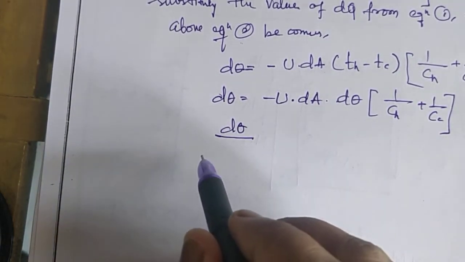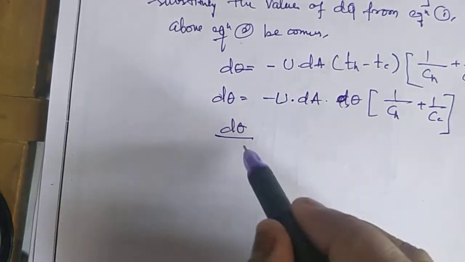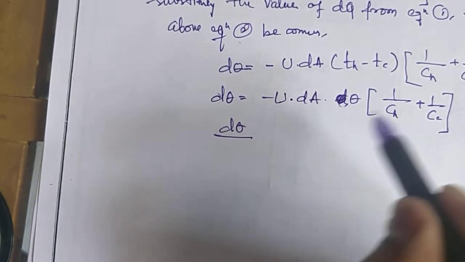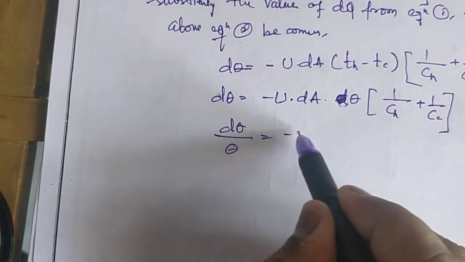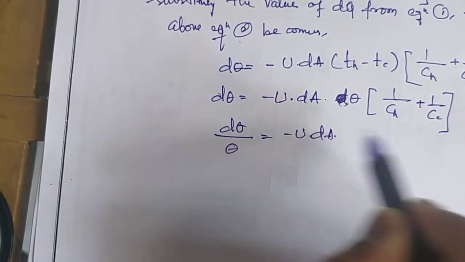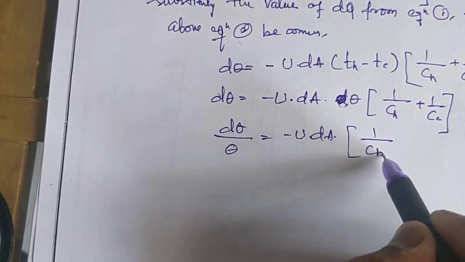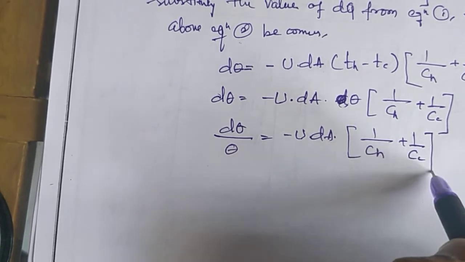We can write d theta only. So d theta by theta is equal to minus u dA times 1 by CH plus 1 by CC.